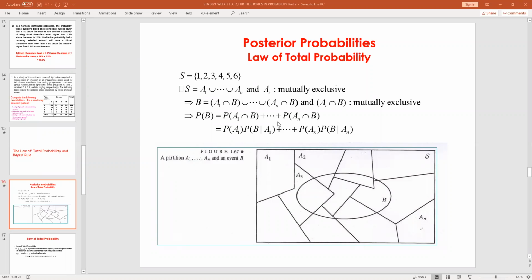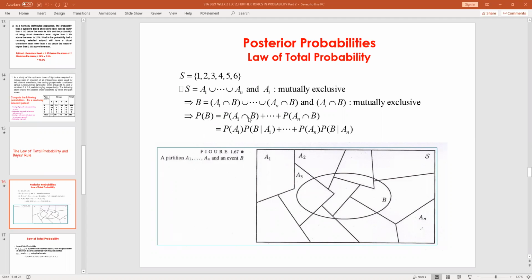And that's why you see a plus. The plus indicates that you get that either from this class or from the other class. Therefore, what I'm adding right here is what we call the law of total probability. I'm talking about the probability of B.